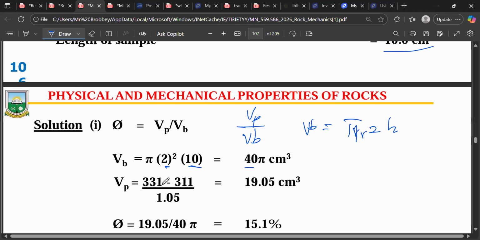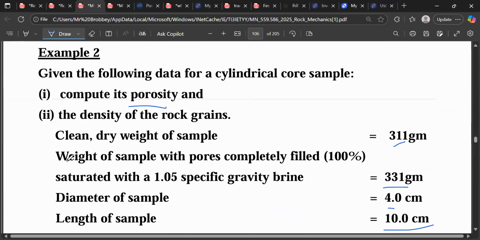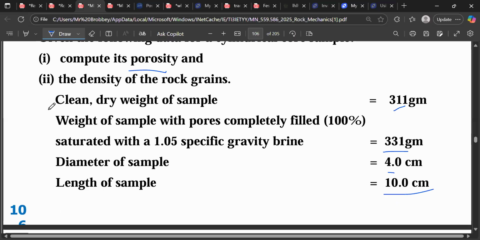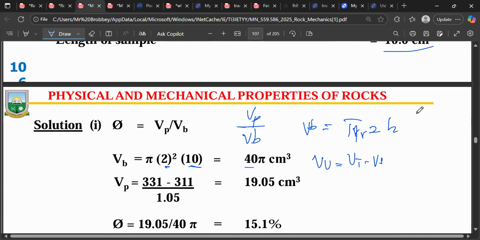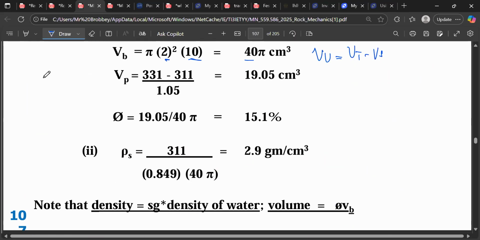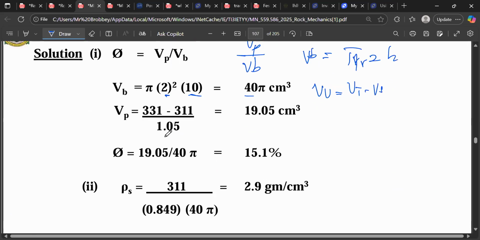Now your VP, or VV, which is equal to V total minus Vs, right? So we saw that we were given a total, and everything is contained in the second parameter, which is 331 grams. And then when it was a clean, dry sample, it was 311 grams, right? So the VP is this. You bring your VB, which is 311 minus, and then you compute.